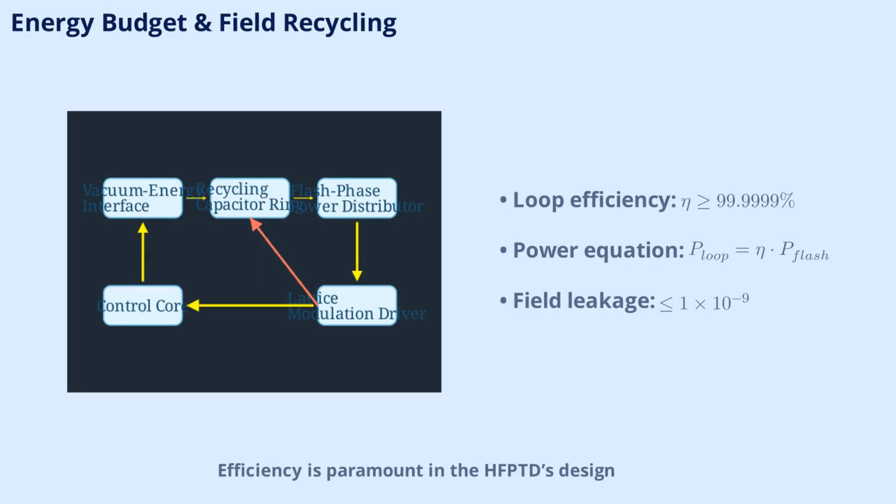Efficiency is paramount in the HFPTD's design. The system employs a closed-loop energy recycling architecture with vacuum energy interfaces and zero-loss capacitors, ensuring that nearly all input energy is reused. This allows for sustained operation without the need for external fuel or frequent recharging, making the HFPTD ideal for long-duration missions in deep space or on planetary surfaces.